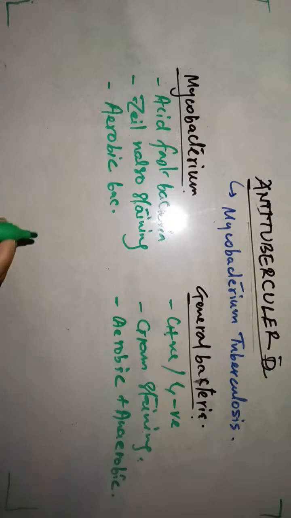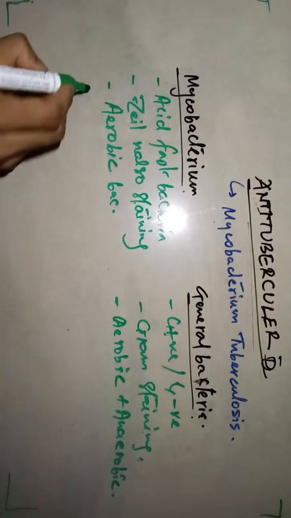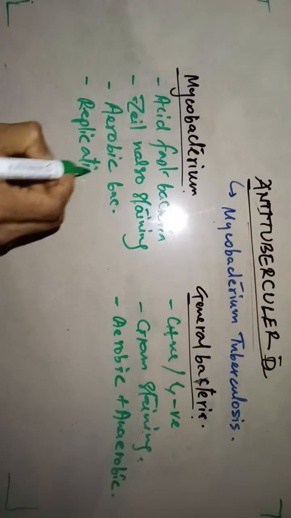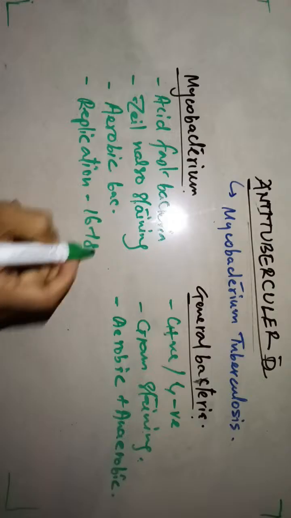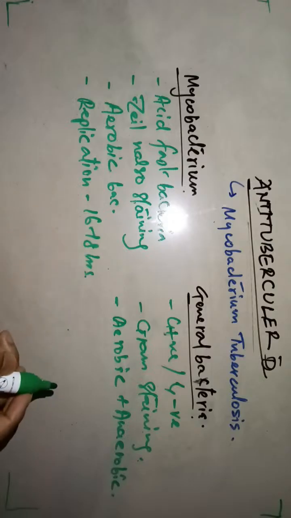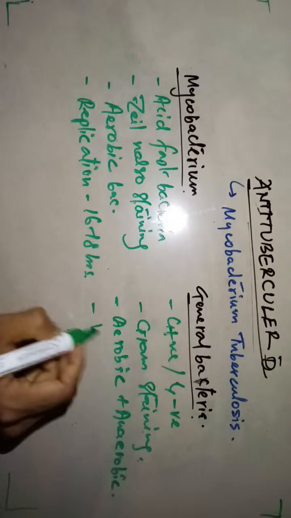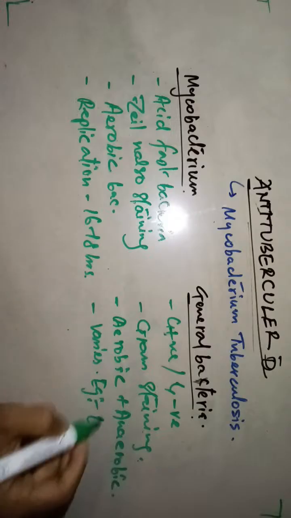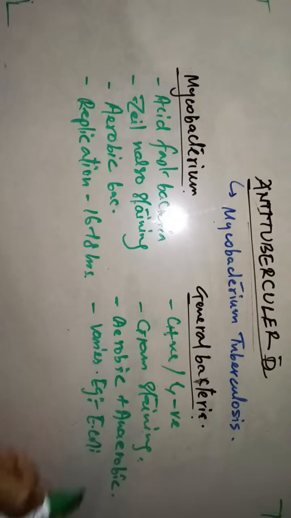Next, replication takes 16 to 18 hours in Mycobacterium, whereas in the case of general bacteria it varies. For example, E. coli takes only 5 minutes for its reproduction, or replication.